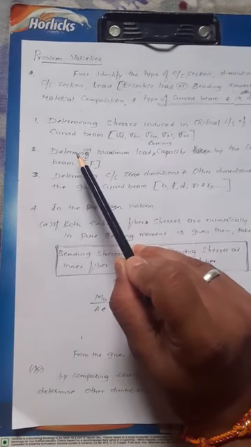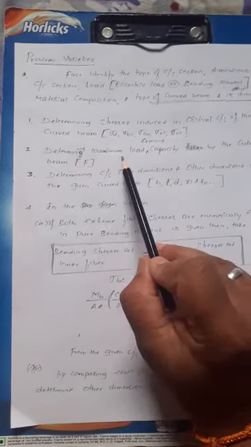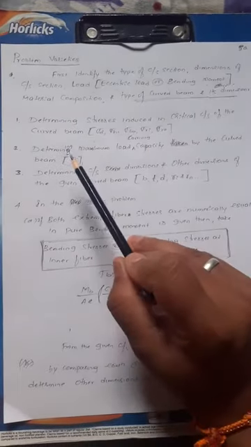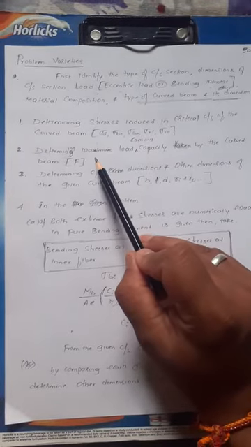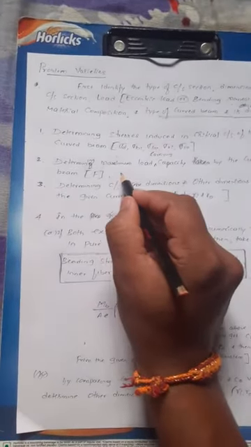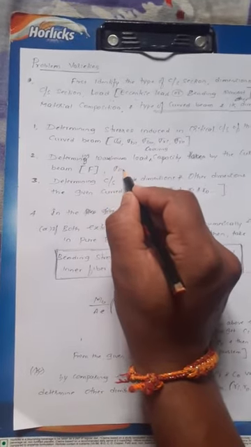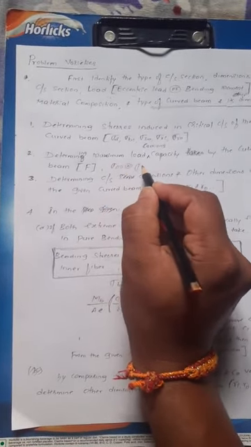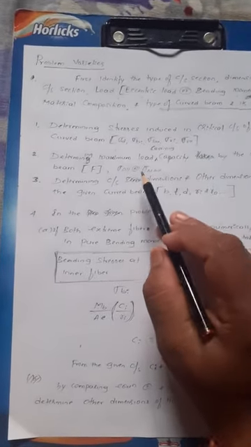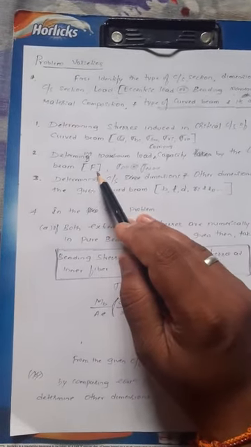The second variety of problem is determining the maximum load carrying capacity of the curved beam, that is, the F value. Here the F value is not given. If the F value is not given, what value is given? The allowable or maximum stress is given in the problem. From this you calculate the F value.